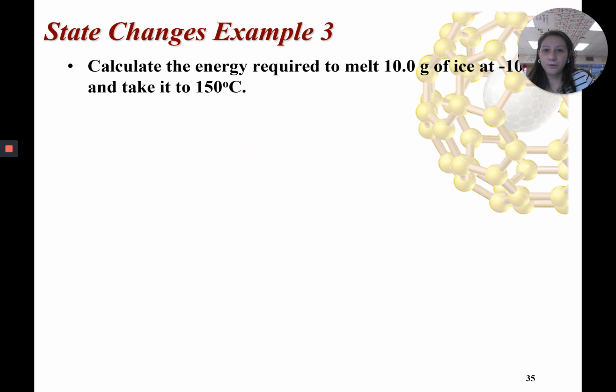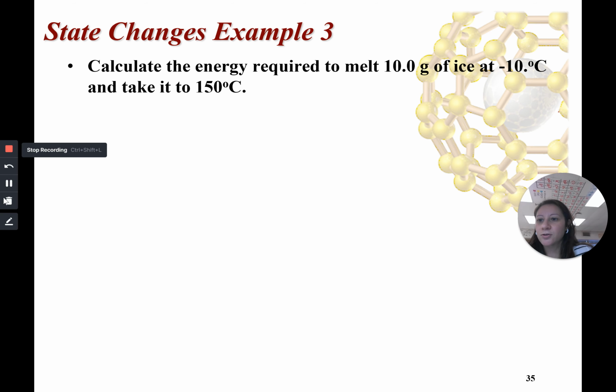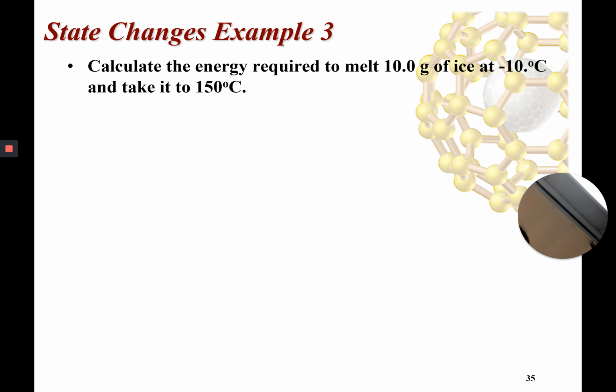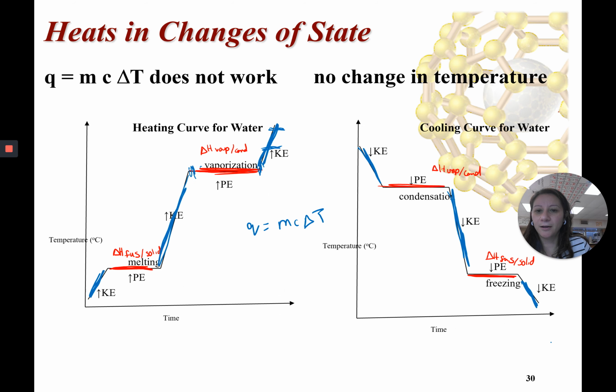Okay, let's try the third problem. It says calculate the energy required to melt 10 grams of ice at negative 10 Celsius, and take it to 150 Celsius. So we are actually doing multiple things. Our temperature is changing, right? We're going from -10 to 150, but also we are going through some phase changes. We have ice, and we're going to go all the way to 150 Celsius, which means we're going to have gaseous water, right?